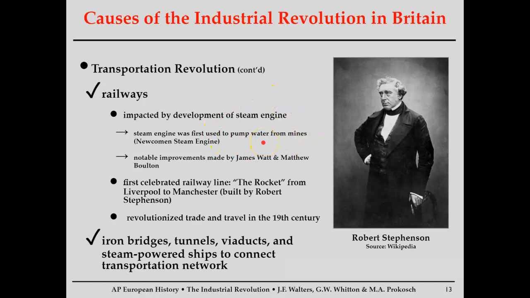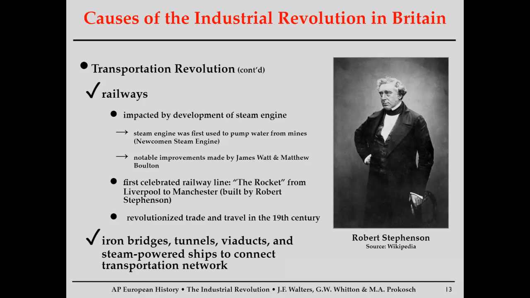The steam engine is going to increase the speed of transportation. The steam engine initially was actually made to pump water out of mines, but eventually we're going to see improvements by a dude named James Watt and his buddy Matthew Boulton, but James Watt's the key one, and they make a much more efficient steam engine that can also be used with transportation. So eventually they make the steam engine power this new contraption called the train.